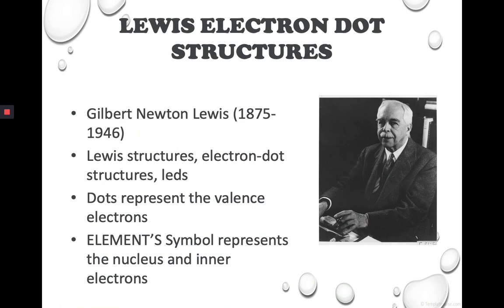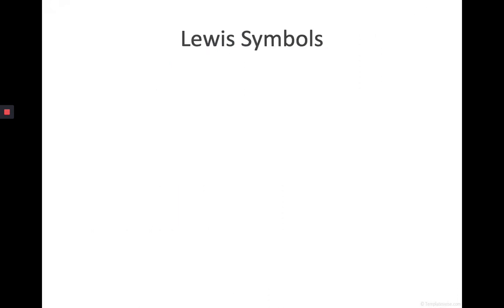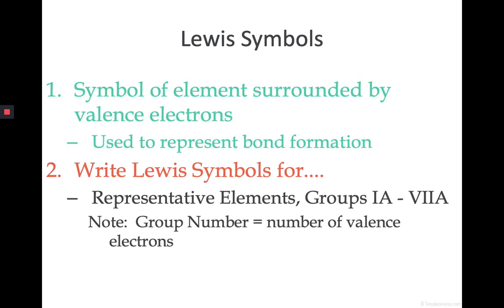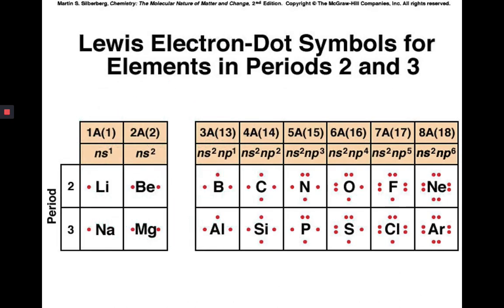All right. So in terms of electron dot structure, this was actually developed by Gilbert Newton Lewis, wherein he represented valence electrons using dots, and the element symbol represents the nucleus and inner electrons. So again, the symbol of the element is surrounded by valence electrons, and this is used to represent bond formation. Now, for representative elements, those belonging to group A in the periodic table, the group number is equal to the number of valence electrons, such that it will be easy for us to draw the LEDs. If you've noticed here, those belonging to group 1A, for example, lithium, sodium, potassium, they only have one valence electron, while for group 2A, you have two valence electrons, and then it just follows.